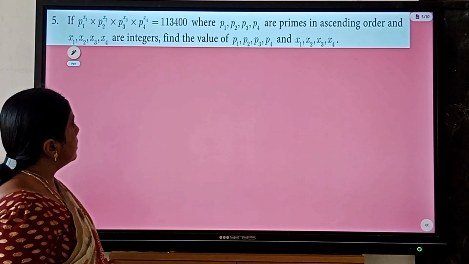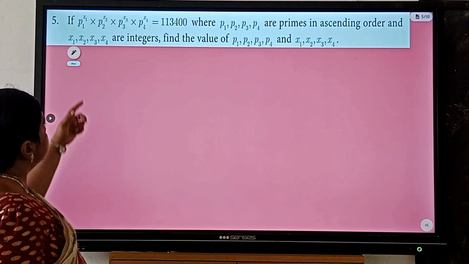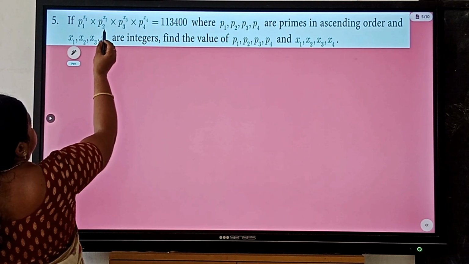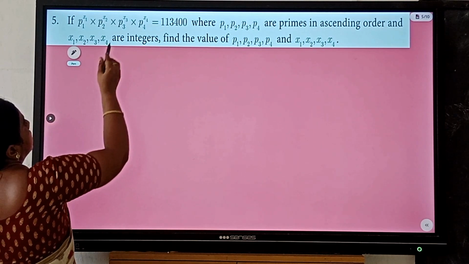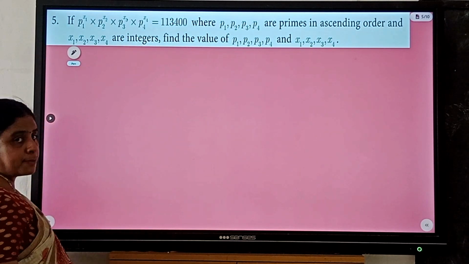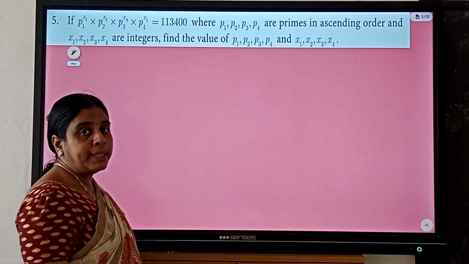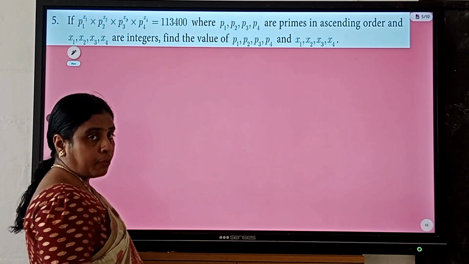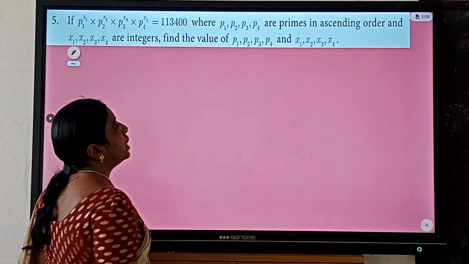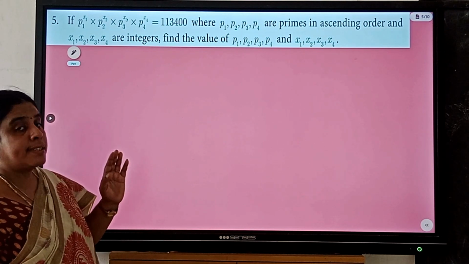The fifth sum is also the same as the fourth sum, but we have certain conditions here. If P1 to the power of x1, P2 to the power of x2, P3 to the power of x3, P4 to the power of x4 is equal to 113400, that is 1,13,400, where P1, P2, P3, P4 are primes. So all these are prime numbers in ascending order.